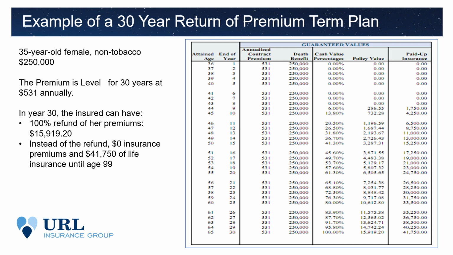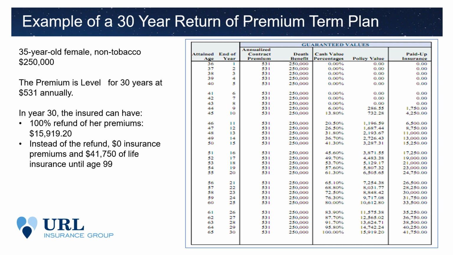In the 30th year, you can see that the insured can have a 100% refund of her premiums, which at that time would be $15,919.20. But the client also has an option to have a paid up life insurance policy instead of the return of premium. So the insured could continue their insurance, but at a lower death benefit now. Instead of taking the $15,919.20, they can elect to have a paid up life insurance policy of $41,750. And that will last her until age 99 with zero premiums.